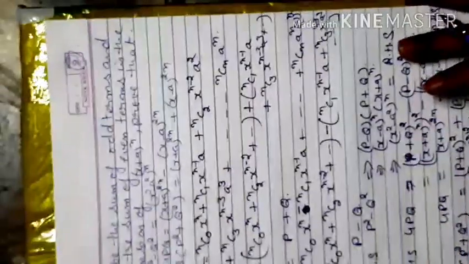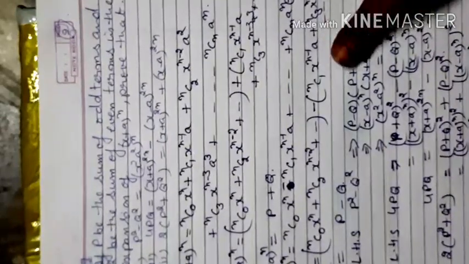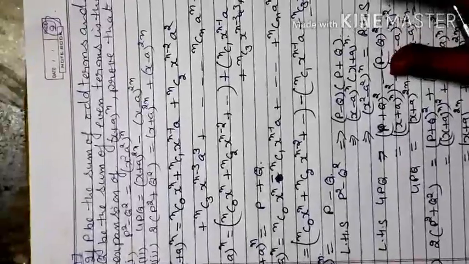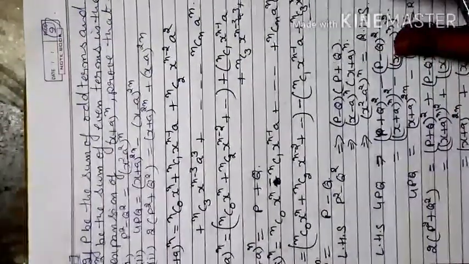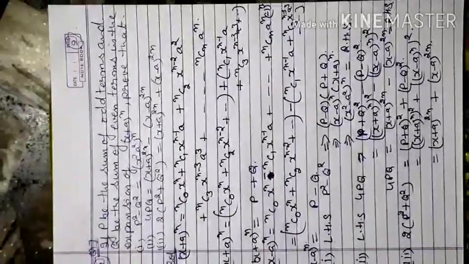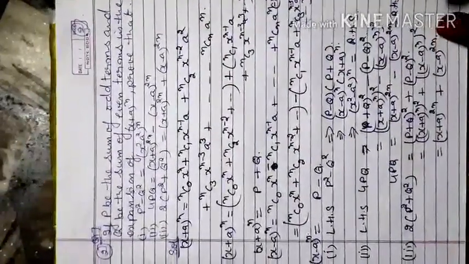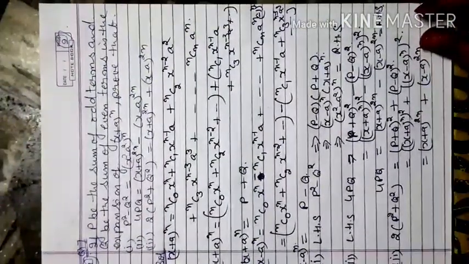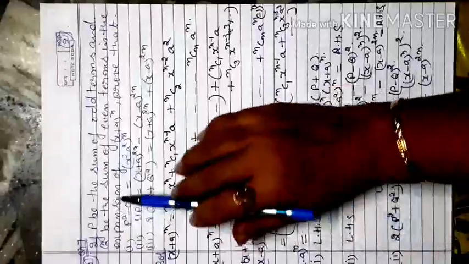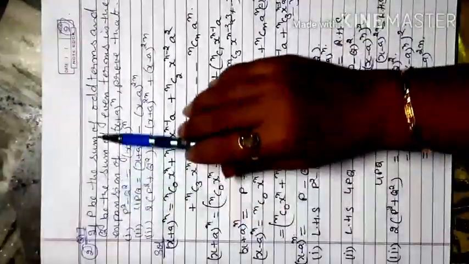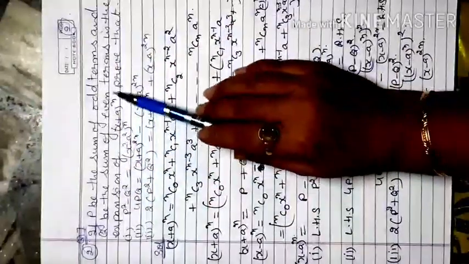Now the next question is in this regard. Your first question is here. So in this statement, it is given that, yes, now it is visible to all. I think it is visible to all. Okay, here your statement is that if p be the sum of odd terms and q be the sum of even terms.